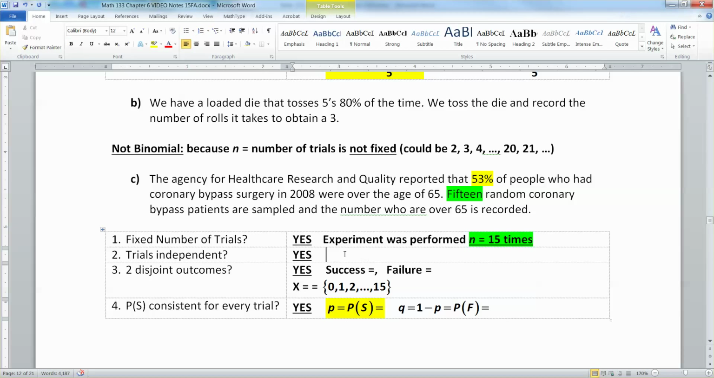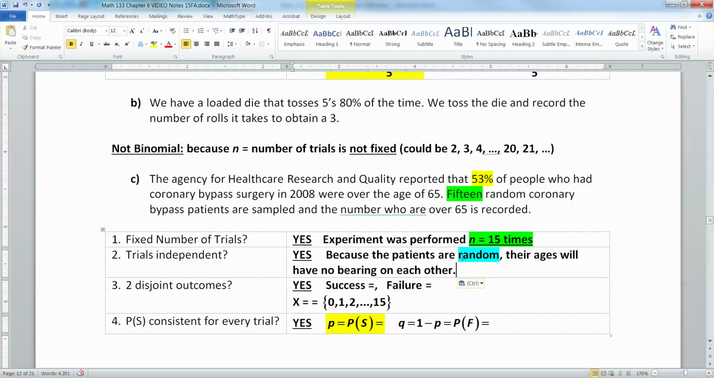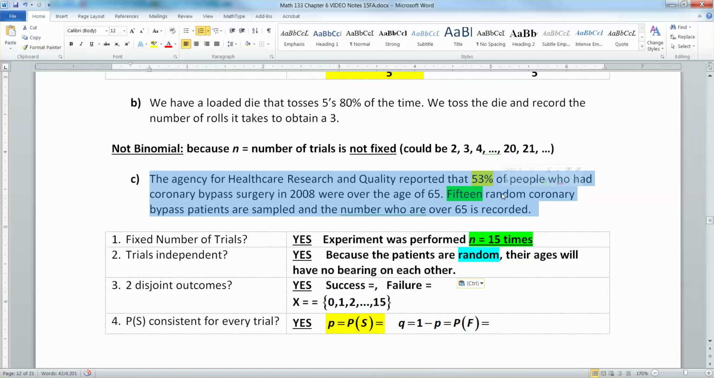Okay, so our fixed number of trials is definitely on the case. We have the experiment performed 15 times because we're grabbing 15 random patients. And they're independent because the patients are random, right? That's going to mean that the patients have no bearing on each other, as opposed to, let's suppose they were relatives or husbands and wives, things like that. The randomness here is what's going to give us our independence, right?